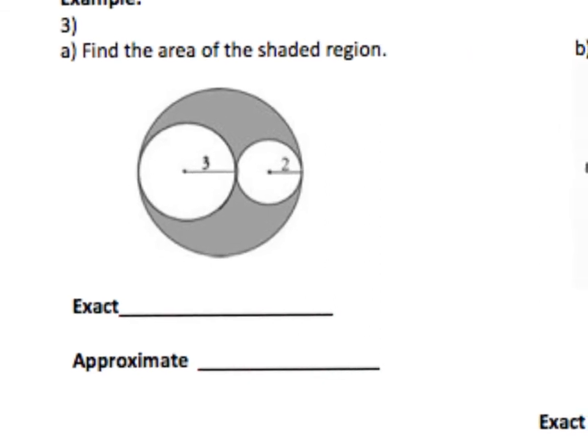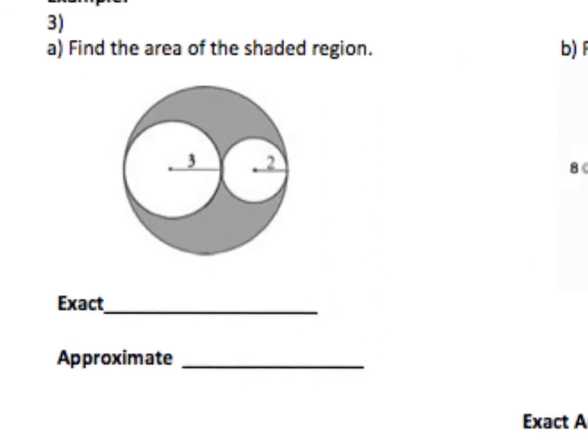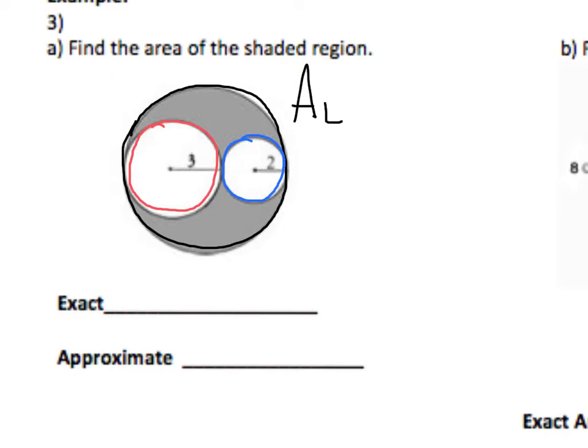Number 3A, it says find the area of the shaded region. So what you want to do is look at the picture and you've got a large circle and you've got two smaller circles with the radius drawn in. So what we want to do is find the area of the large circle and subtract the area of the red circle and the area of the blue circle.